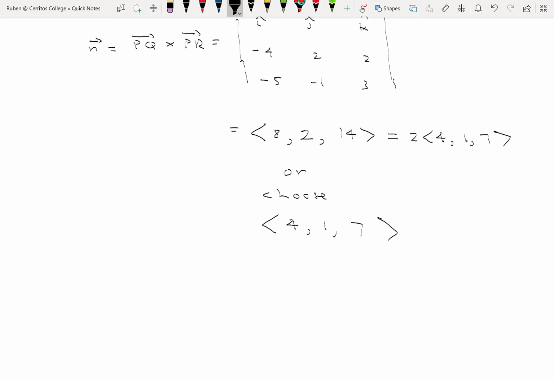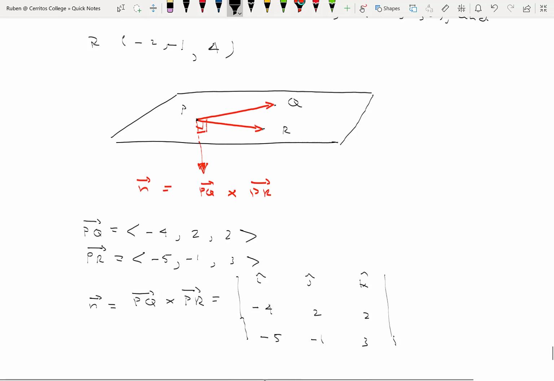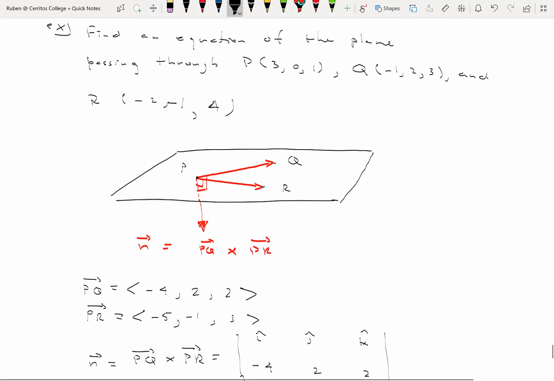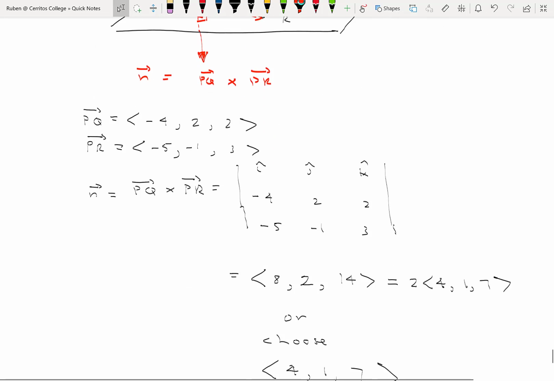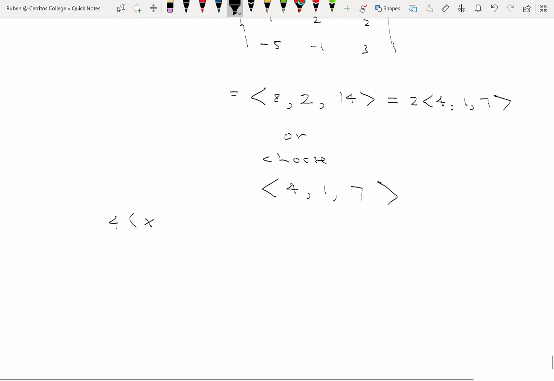So finally, the equation of the plane then is 4, the first component of the normal vector, times x minus x naught. The x naught, y naught, z naught can be chosen as the components of P, Q, or R. We have 3 points. There's a 0 in P, so I think I'll choose 3, 0, 1. So 4 times x minus 3 plus 1 times y minus 0 plus 7 times z minus 1 equals 0.